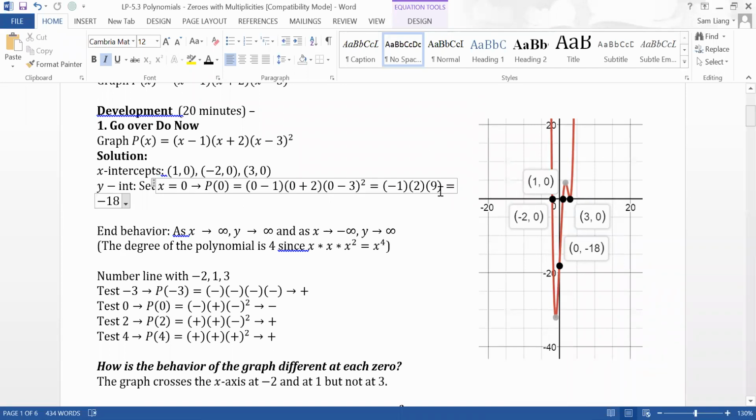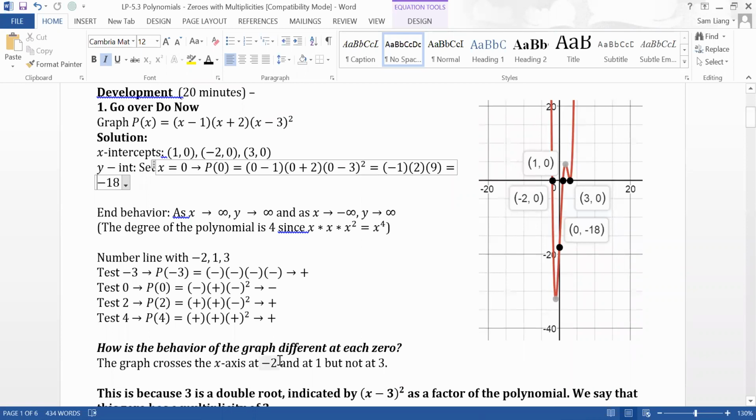So follow-up question to the do now is, how's the behavior of the graph different at each 0? You don't have to copy this down, but just bring it to your attention. The graph crosses the x-axis at negative 2. So here at negative 2, it crosses the x-axis, and at 1, it crosses through. But at 3, as you can see, it bounces off the x-axis. And this is going to be our main focus today.